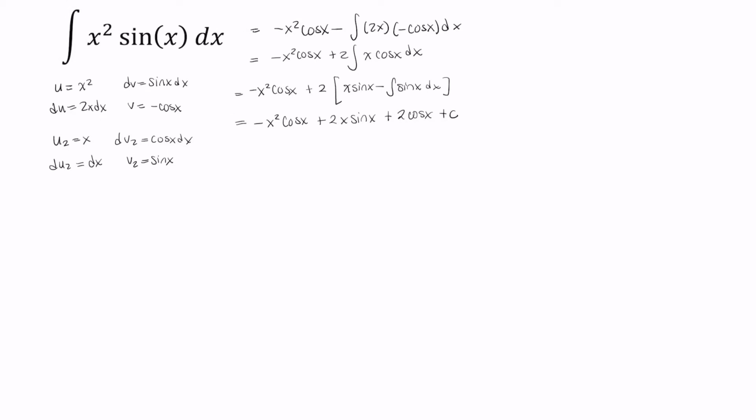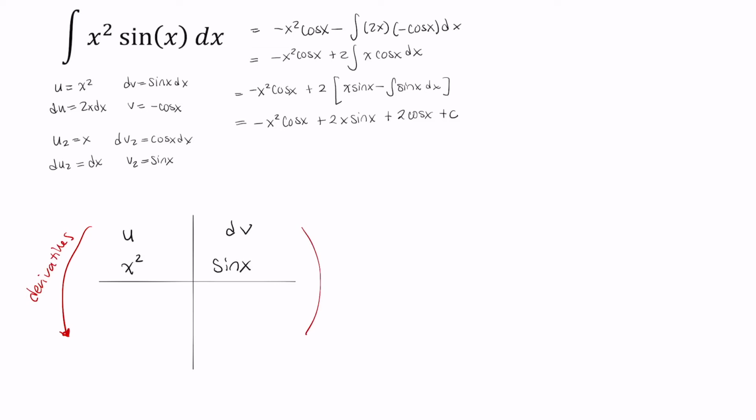All right, so to make our table, we're going to put our u in the left column and our dv in the right column. And I chose x squared for u. And if you're following along in my Canvas course, I still haven't gotten to why I'm choosing these values for u, but we'll get to that. And then here, I'm going to say sine x is my dv. So on this column, you're going to take derivatives. And on this column here, you're going to integrate.